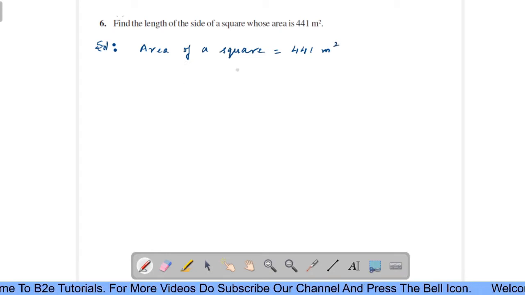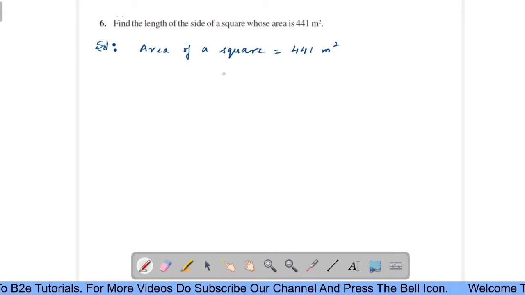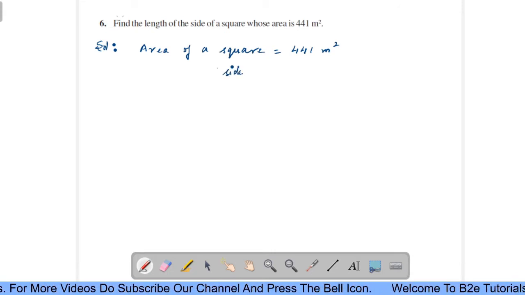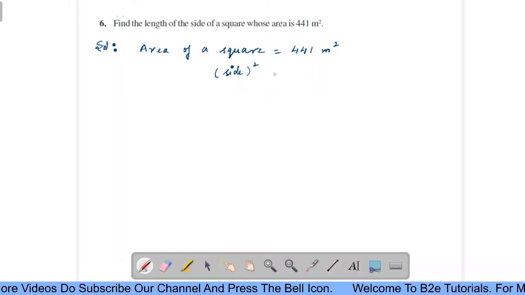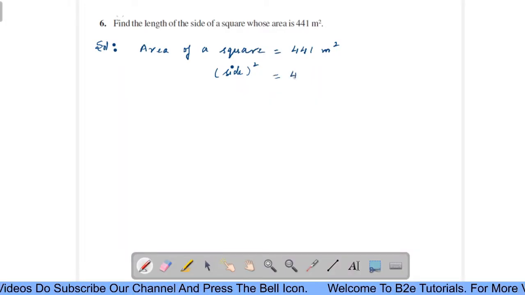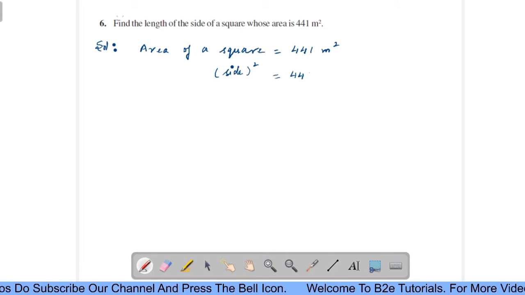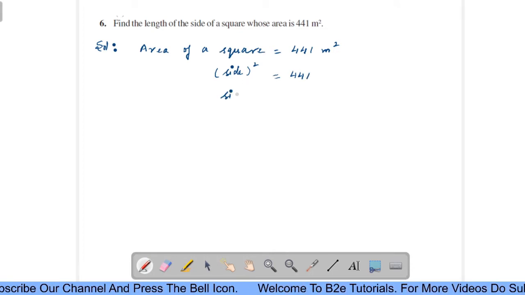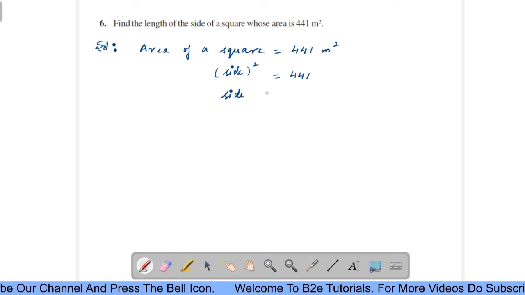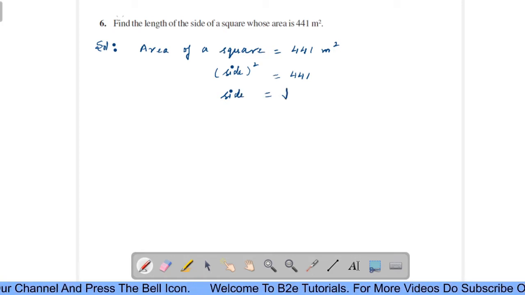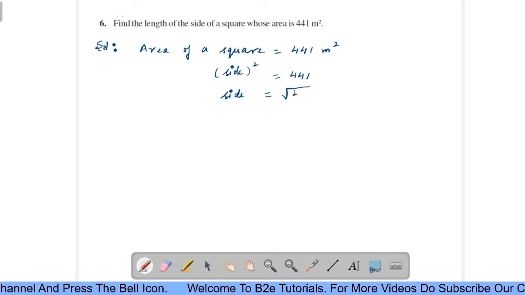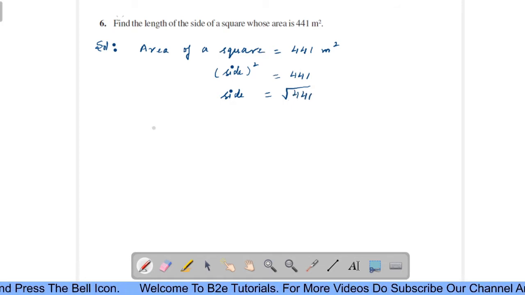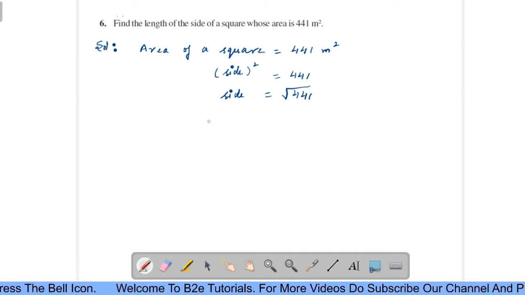Now how will you find the area of a square? Its formula is side square. Side square is 441. Remove this square. The side equals, if you remove the square, you have to take the square root of 441. Now let us find out the square root of 441.